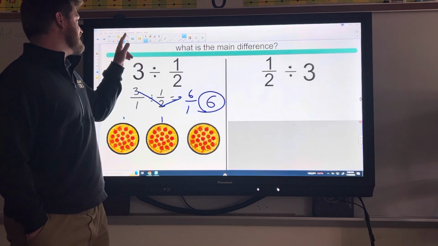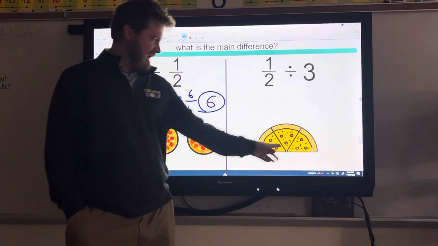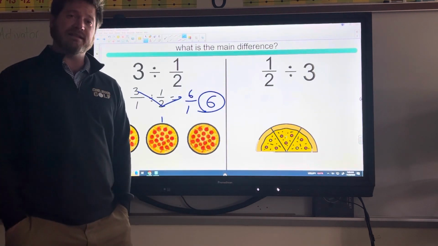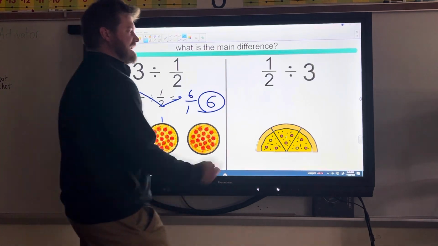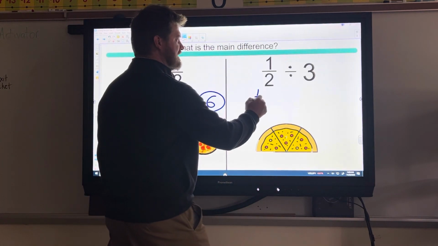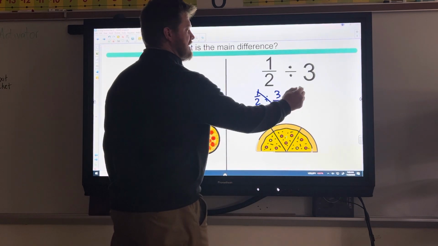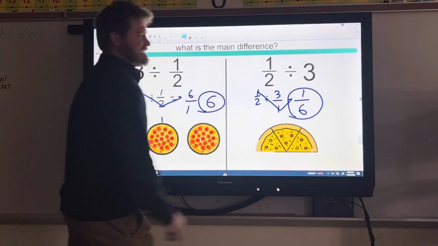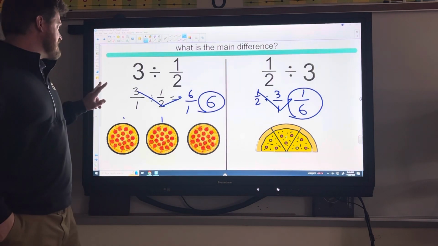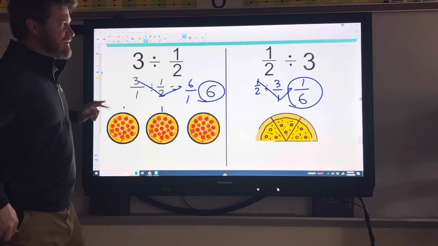And a way to visualize this is think if you had a half a pizza and you split it with 3 friends, how much pizza does each person get? Well, 1/2 divided by 3 over 1, keep, change, flip, we end up with 1/6. The reason why it's 1/6 here is because it's 1/6 of the original pizza.